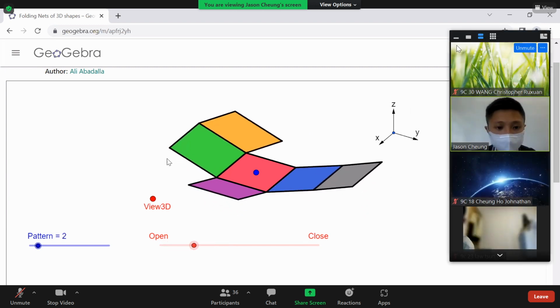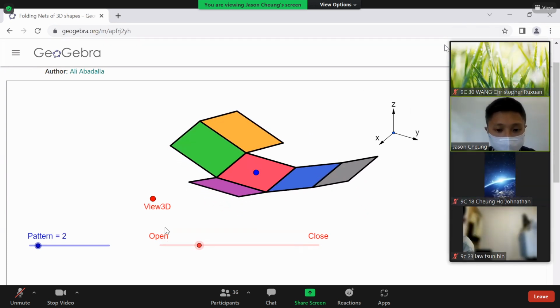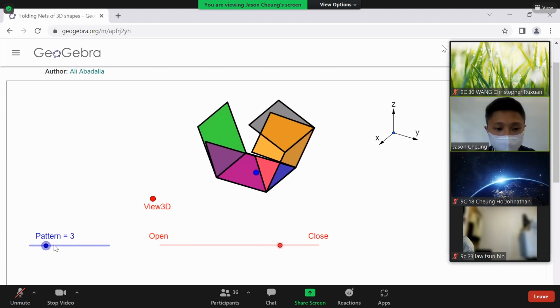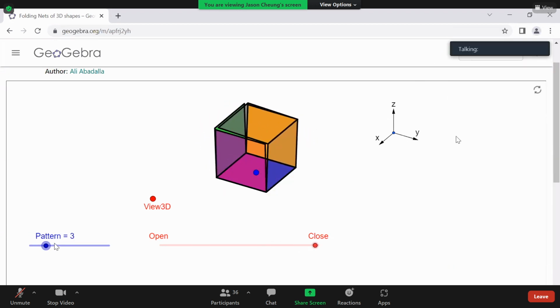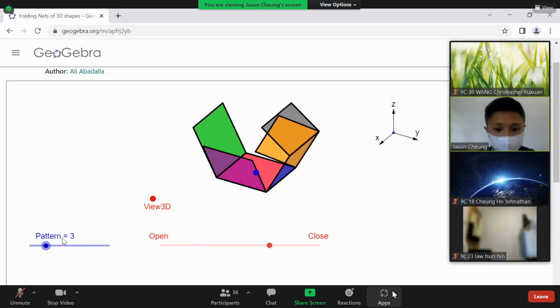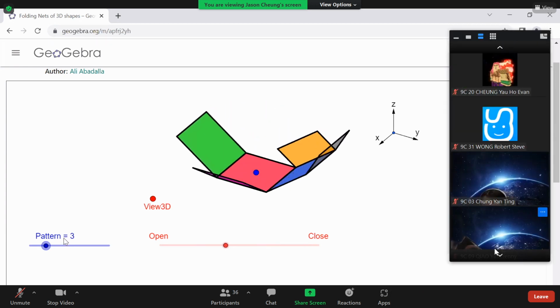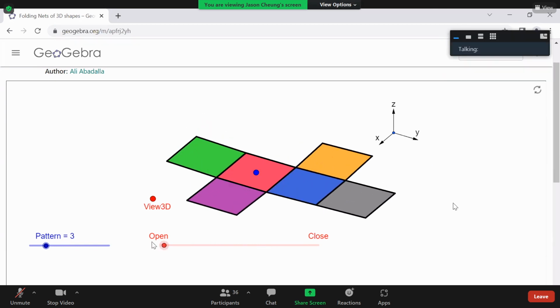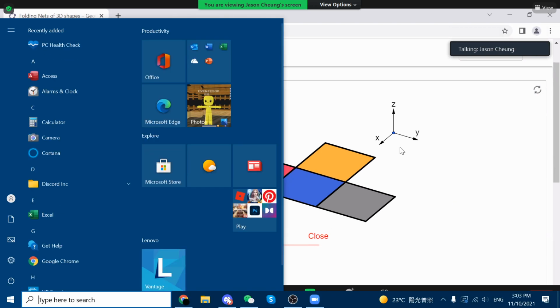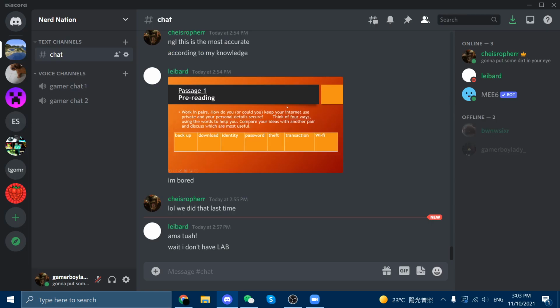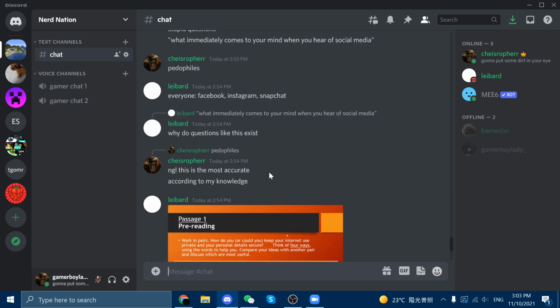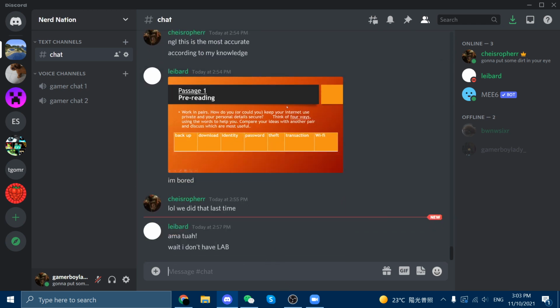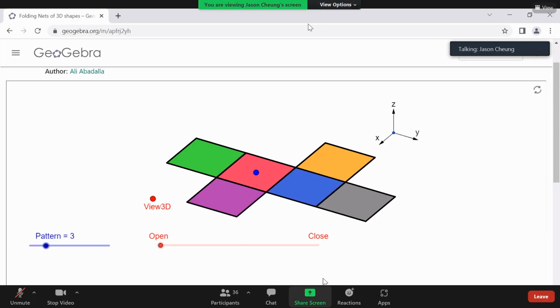We can also try a different pattern. Let's say pattern 3. Okay. All right. So I think it is good for you to understand the transformation from the net to a solid. All right. So here I'm going to go back to the iPad here.